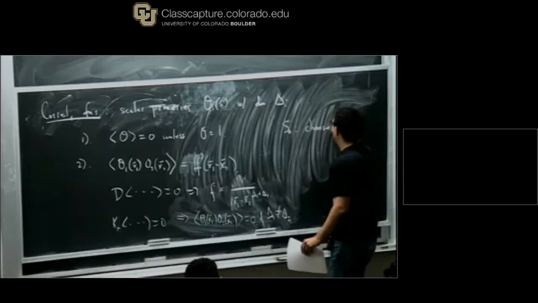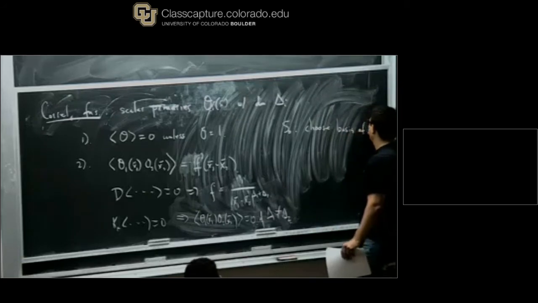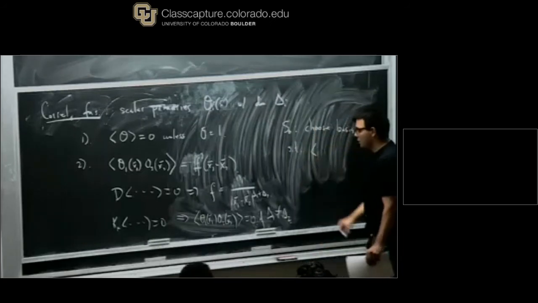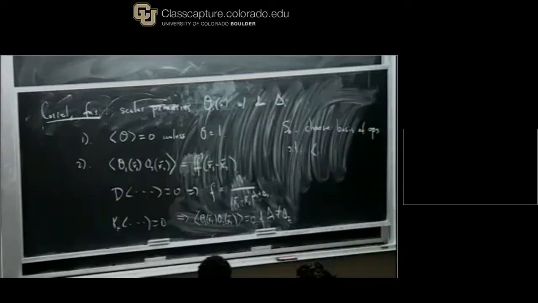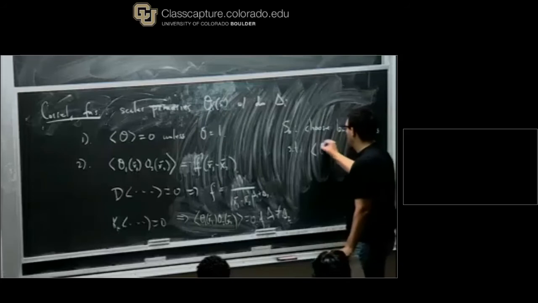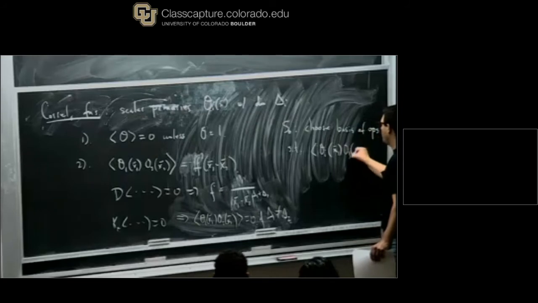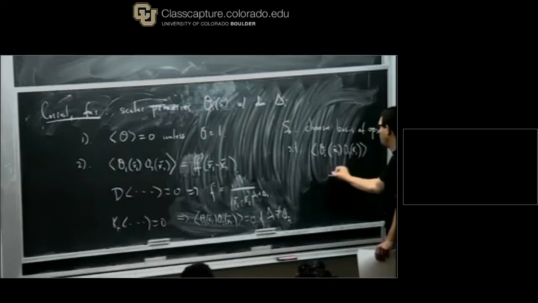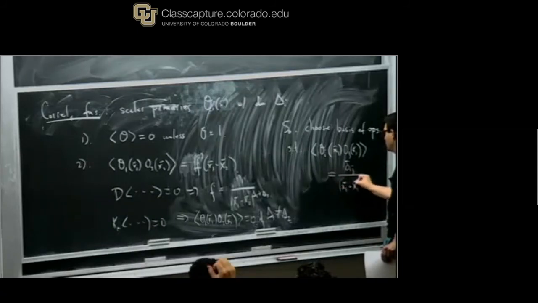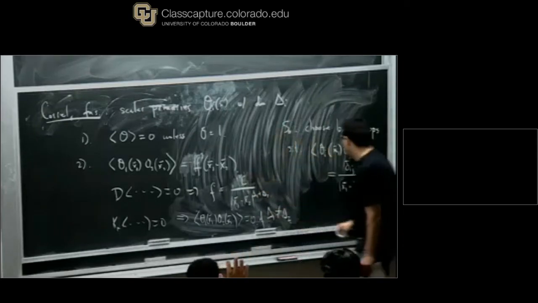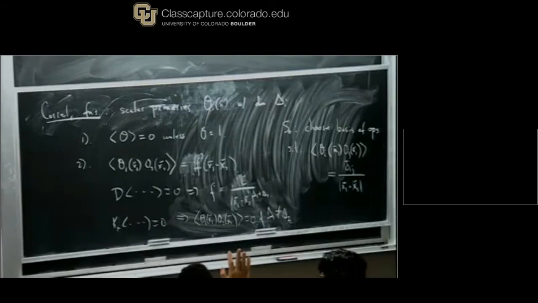So choose a basis of operators such that the only non-zero two-point functions are between operators with the same scaling dimension, and we can choose these operators such that ⟨O_I(x1) O_J(x2)⟩ is delta_IJ over |x1 minus x2| to the power 2 delta_I. Here f is a constant over this. You can choose the constant to be 1 by normalizing the operators.